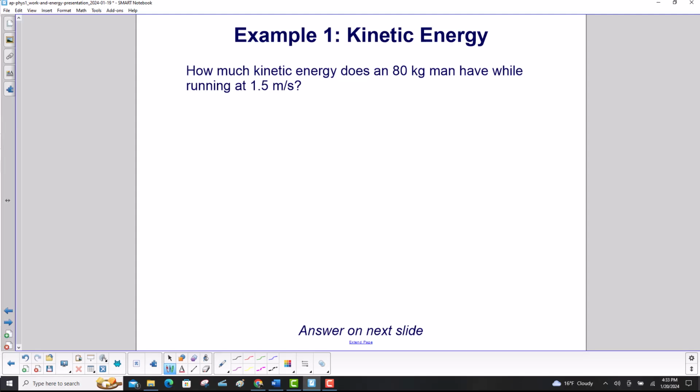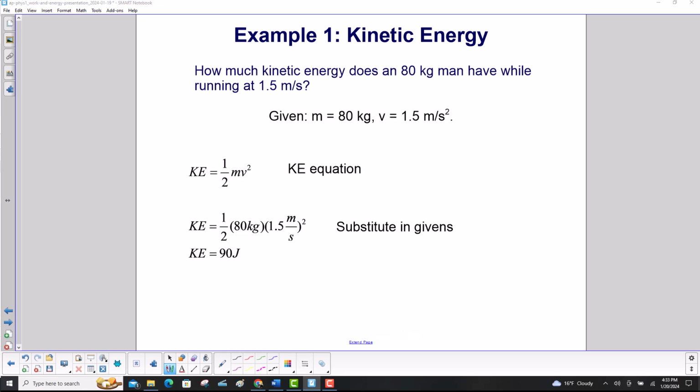How much kinetic energy does an 80-kilogram man have while running at 1.5 meters per second? Here are our givens. We write the kinetic energy expression, substitute in our numbers, and we get 90 joules.